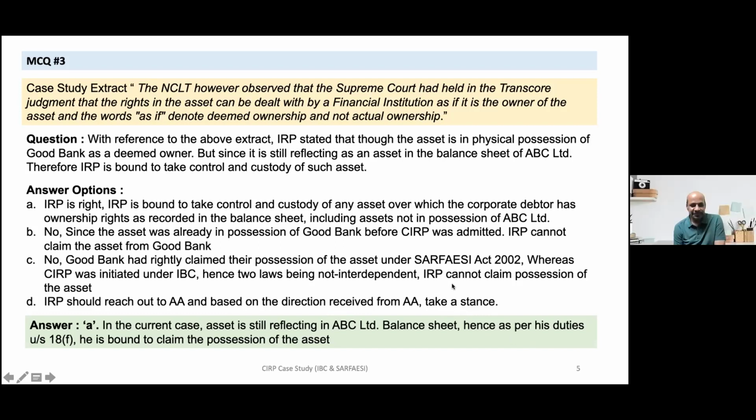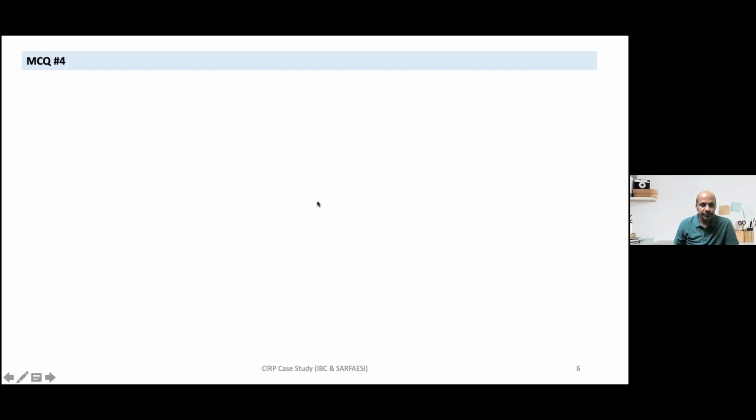Okay. So in the current case, yes, the asset is still reflecting in the balance sheet of ABC Limited. Hence, as per the duties of the interim resolution professional and under section 18F, the IRP is bound to claim the possession of the asset. So one thing is clear here that despite under SARFAESI Act, the possession is with the Good Bank, but they will have to return it back to the IRP. Okay.